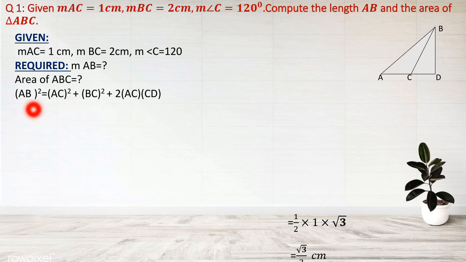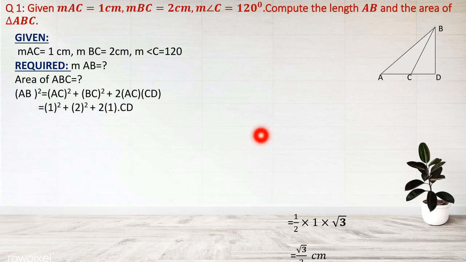Okay students, here we are going to apply the theorem which we have proved already. What is that theorem? The square on the side which is opposite to the obtuse angle, which is AB square, should be equal to the sum of the squares of the sides that contain the obtuse angle, AC square plus BC square, together with twice the rectangle contained by one of its sides, which is AC, and the projection on it of the other side, which is CD. So here we have used that theorem on this triangle.